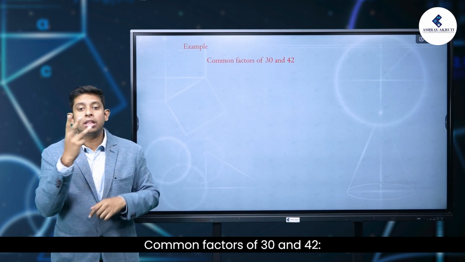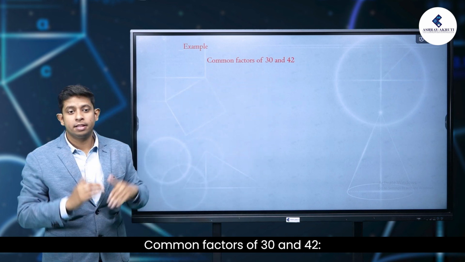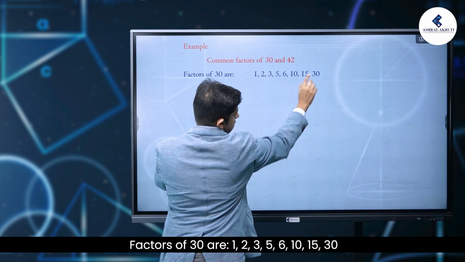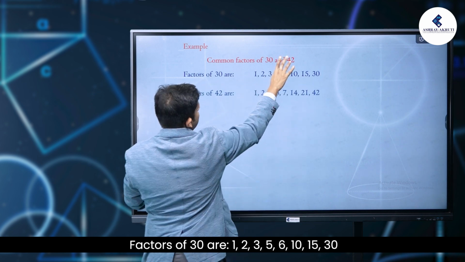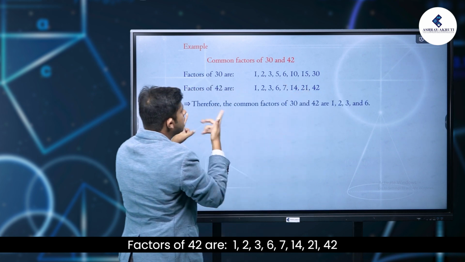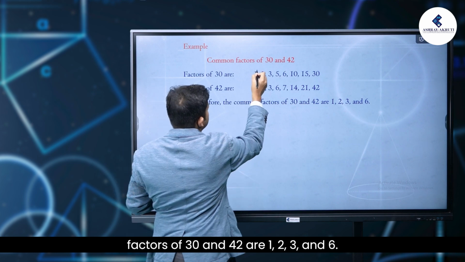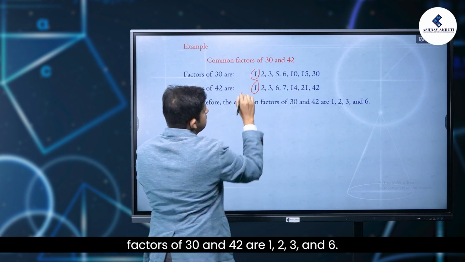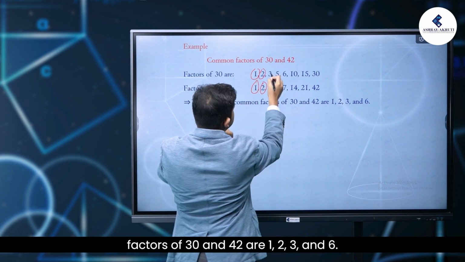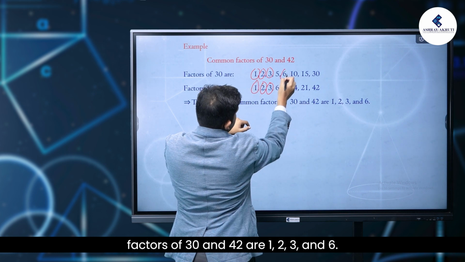Common factors of 30 and 42. Factors of 30 are 1, 2, 3, 5, 6, 10, 15 and 30. Factors of 42 are 1, 2, 3, 6, 7, 14, 21 and 42. Therefore, the common factors of 30 and 42 are 1, 2, 3 and 6.